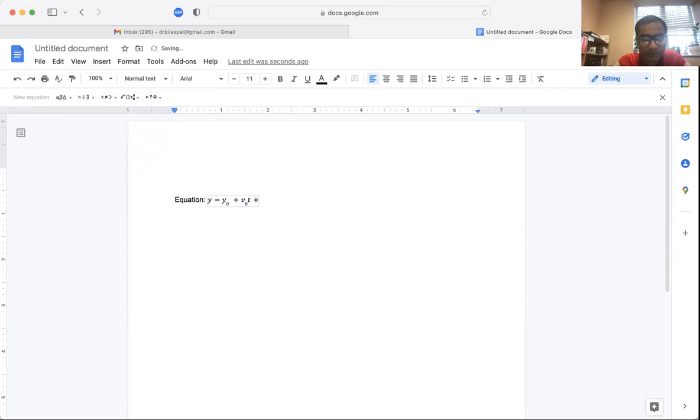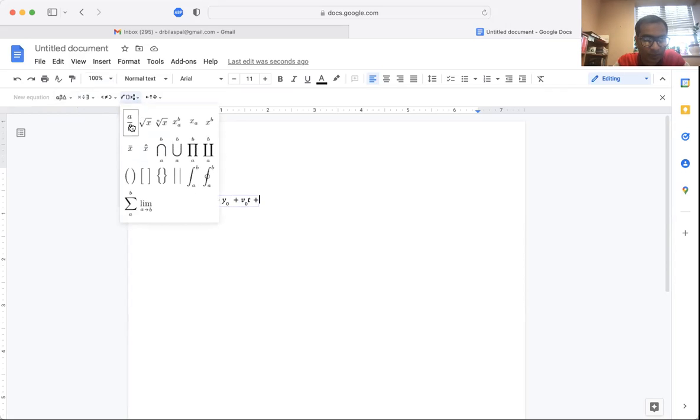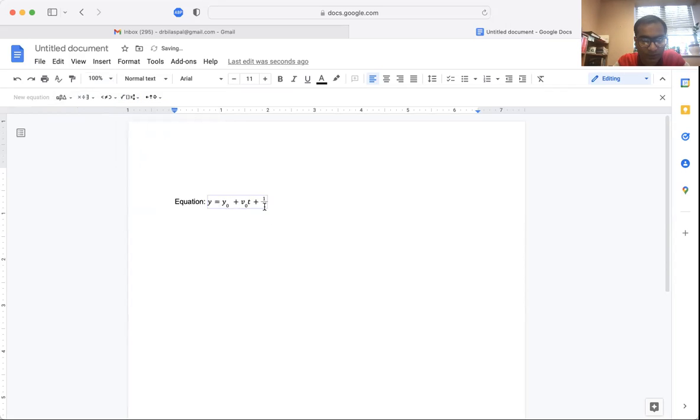Plus then half. To write half, we have to use this one, a over b, so 1 over 2 a t. For the square, we have to use shift and then 6. So that's how you can write an equation. You see that we can nicely write a complicated kinematic equation.